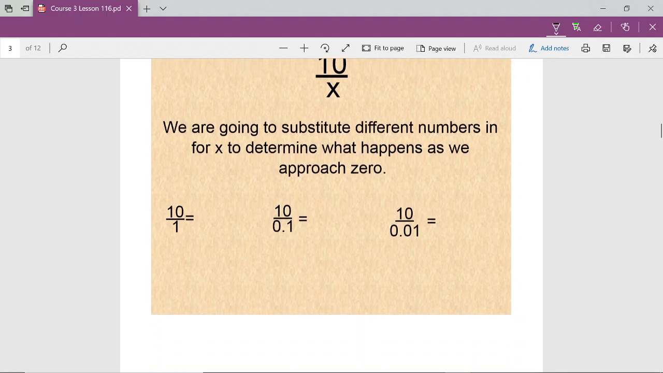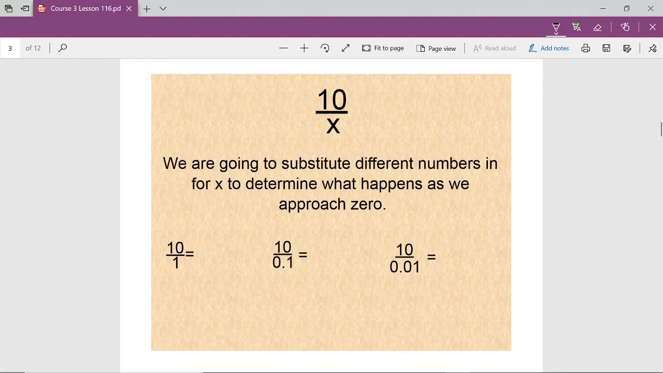The first one we're going to look at is what happens when we get closer and closer to dividing by 0. So something like this. If I have 10 divided by a number, we're going to substitute in different numbers to see what happens when we get closer and closer to 0, when we approach 0. So 10 divided by 1 is 10. 10 divided by 1/10 is 100. 10 divided by 1/100th is 1,000. And so on and so forth.